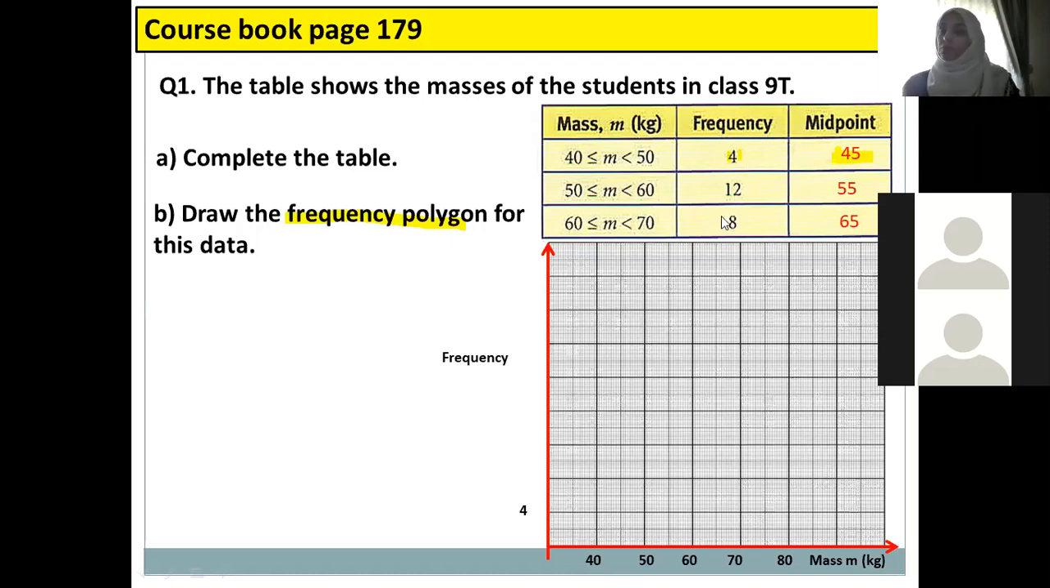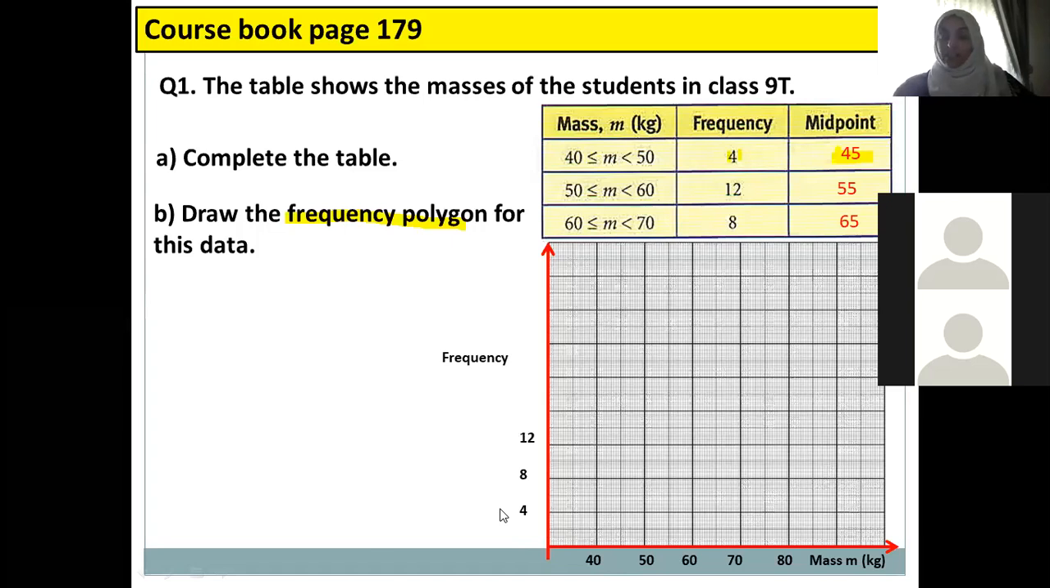It can be jumping 2s because we have 4, which is a multiple of 2, and the 12 and the 8. Okay, what do you think of jumping 4s, Selena? Yes. Okay, yes, we will go by that. Selena, stay with me and we draw the frequency polygon together. What do you think?